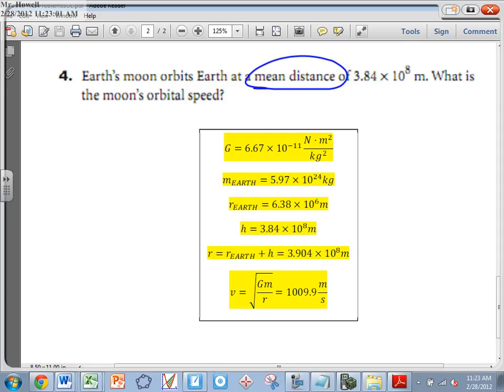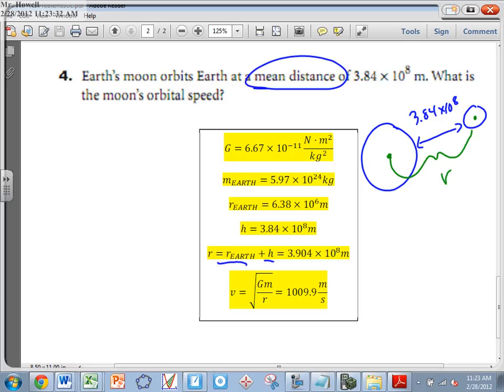So what this problem is giving you, here's the Earth, here's the Moon, it's giving you the distance. So for this problem, you do need to take the Earth's radius and the distance to get the orbital radius. Again, the goal is always to find the distance between center to center. The real distance we're given here is 3.84 times 10 to the 8. That's that distance right there. But we want to figure out the length of r, which is from center to center.